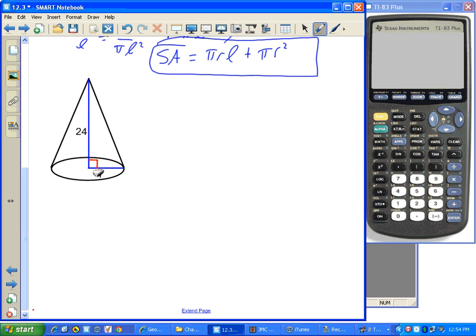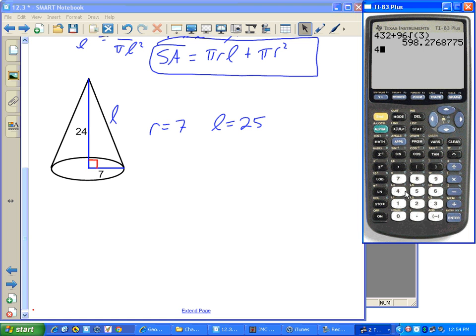Here they gave me height, but this is not my slant height. I need L. Remember, L is the slant height. They give me the radius, so r equals 7. I need to find L. I can do that with the Pythagorean theorem. 7 squared plus 24 squared is going to be 625, and if you square root it, you're going to get 25.